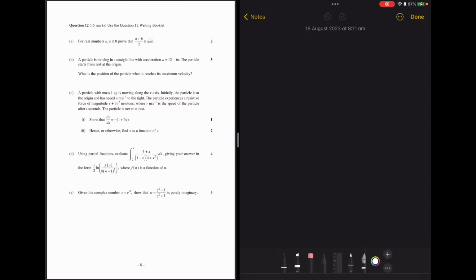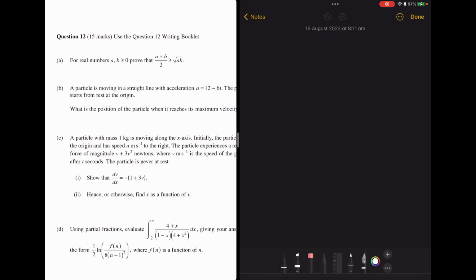Hey guys, welcome to question 12. So, starting with part A, we have for real numbers a and b greater than or equal to 0, prove that (a plus b) over 2 is greater than or equal to the square root of ab. So, this is a very common question, very popular answer.